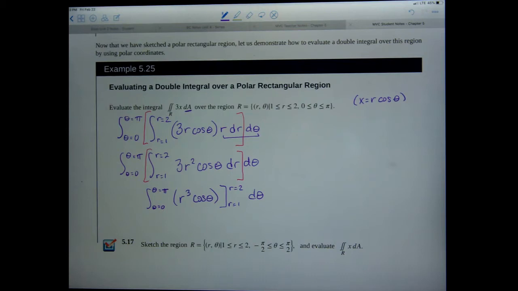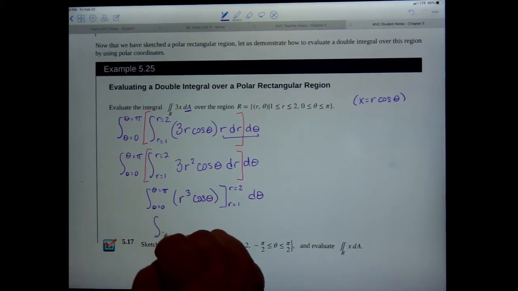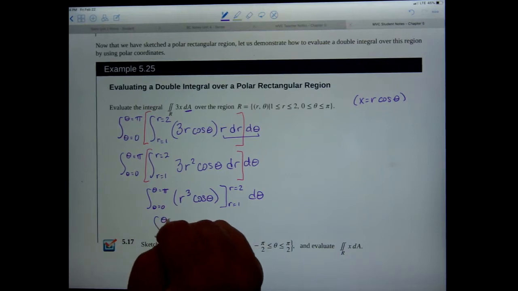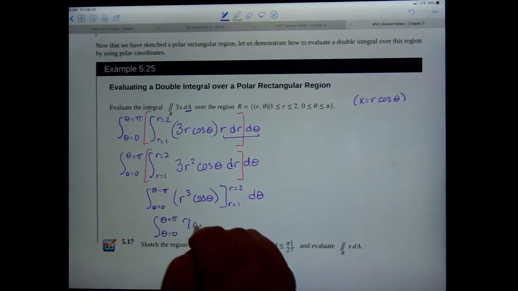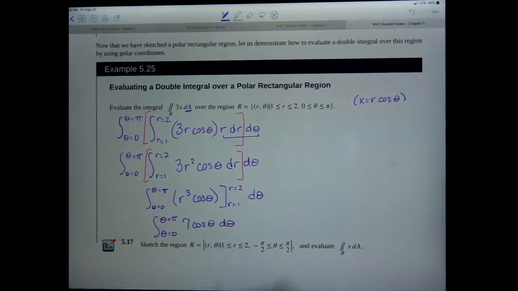Can you plug those in your head? Yeah. If I plug in a 2, I'm going to get 8 cosine theta. If I plug in a 1, I'm going to get 1 cosine theta. So when you subtract those two, you're going to get 7 cosine theta. So to save myself some writing: theta equals 0, theta equals pi, 7 cosine theta d theta.